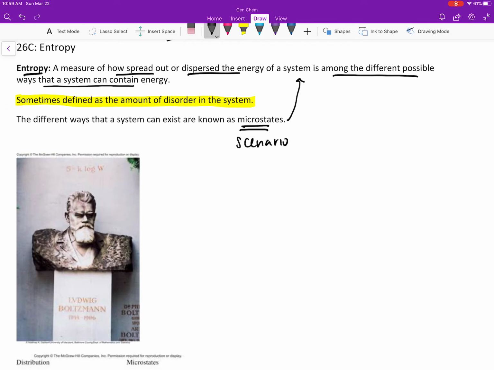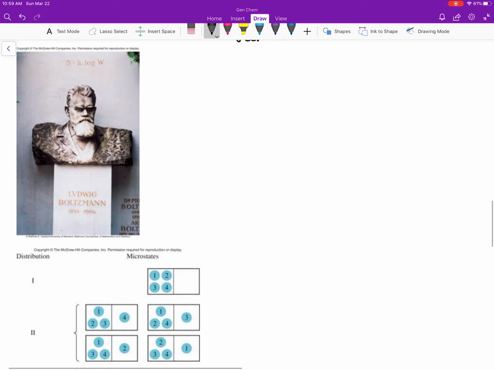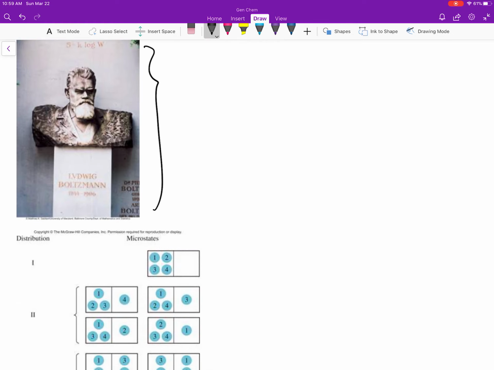Different scenarios. Now, Ludwig Boltzmann is the scientist. Kind of looks like a very grim individual, but he's the scientist that's attributed with our understanding of entropy and microstates.